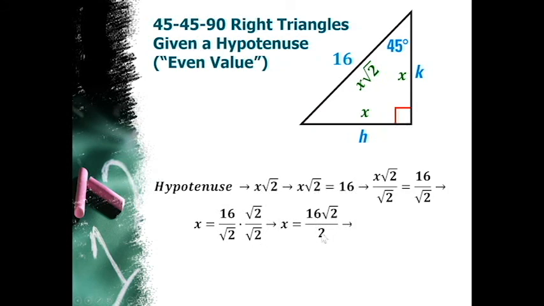Now we have numbers here, 16 and 2, that are reducible, so we're going to reduce that down. That gives us a value of 8 root 2 for x. Our shortcut for our leg is simply x, so we know what x is. X is 8 root 2. We simply put that in for the x value, giving us 8 root 2. And both of our legs have the same value, so they're both 8 root 2 for this example.